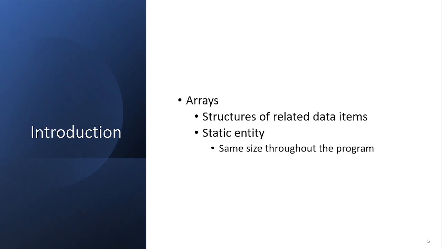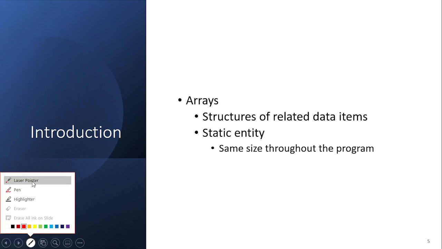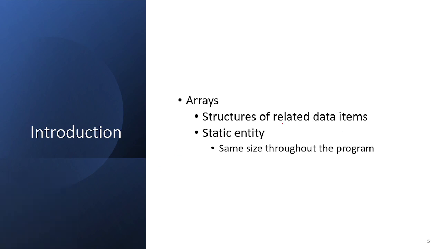Let's see. So arrays are basically structures of related data items. Related data items means data items that are of the same type and that are related in a way that you need to put them together. For example, if we want to store percentage marks for computer programming of the entire class, they are related and they are of the same type. So maybe I'll need a double array to store the percentage marks of the entire class for this course. Okay, so this is what arrays are.